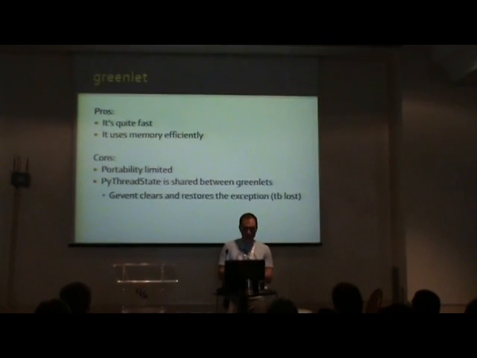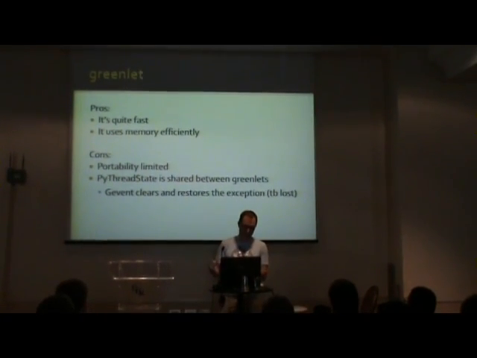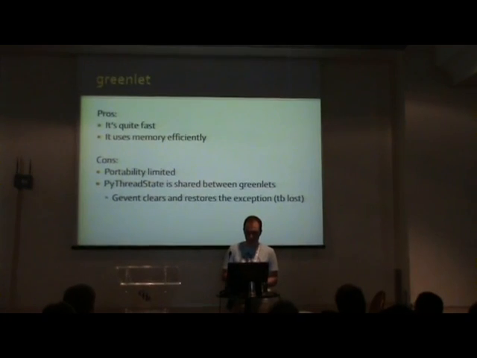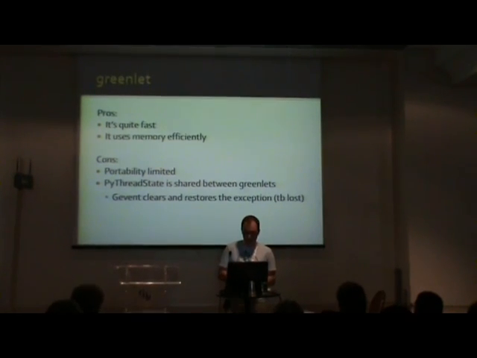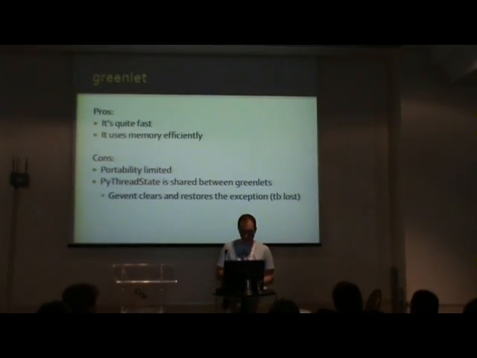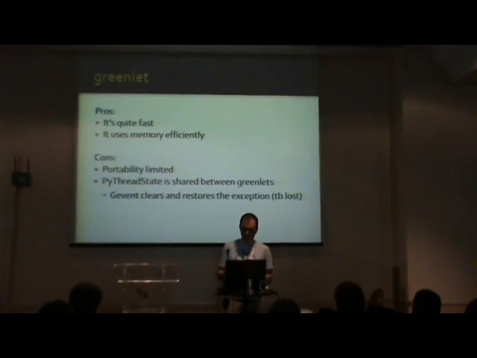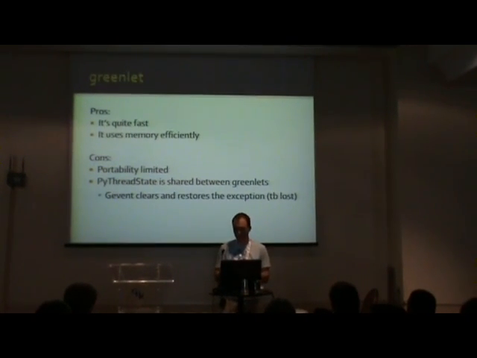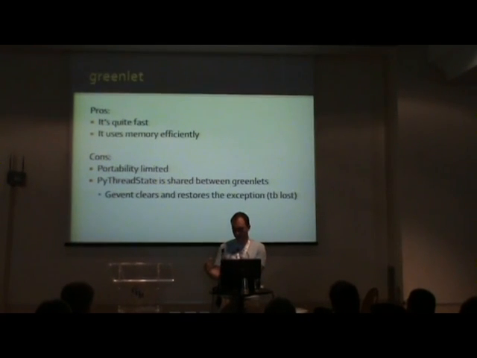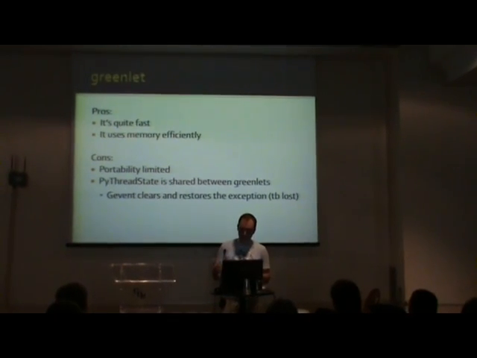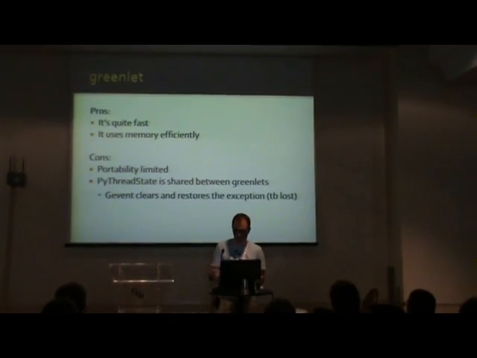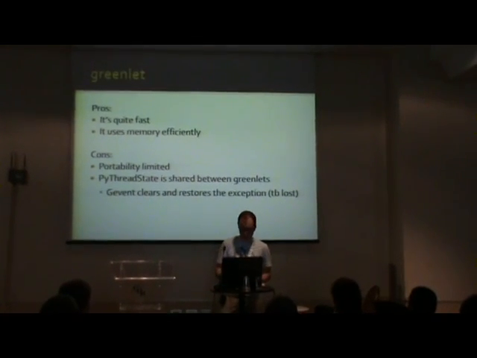If you use Greenlet and you want to be cross-platform, you should check on all the platforms you want to deploy. Usually not a problem for server applications, and the majority of the platforms are supported. There is another problem: there's a structure called the Python thread state, and it's shared between greenlets. So if you are in an exception handler and you switch into another greenlet, the new greenlet will see the exception that you had before. But luckily in Gevent, we can work around that and restore the proper exception information.